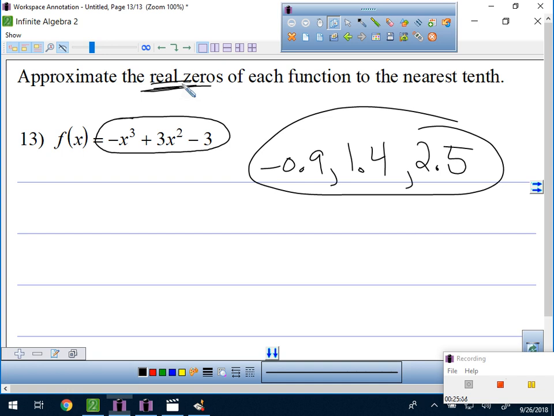So when it says approximate the real zeros, just plug it into your graphing calculator, do menu, trace, graph trace, and then get your answers. Now this graph crossed it 3 times. Yours might cross it 4, but whatever it is, that's how many answers you should have.